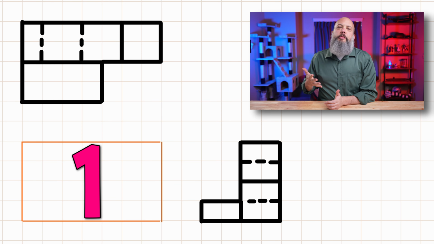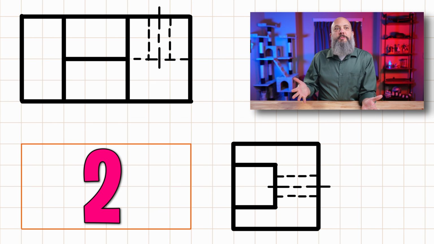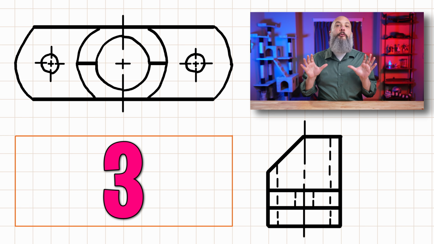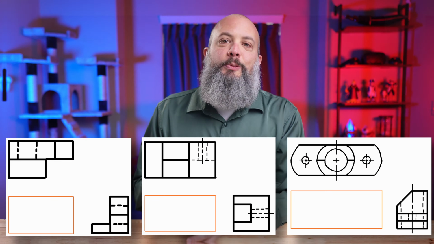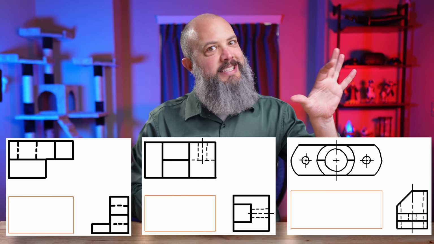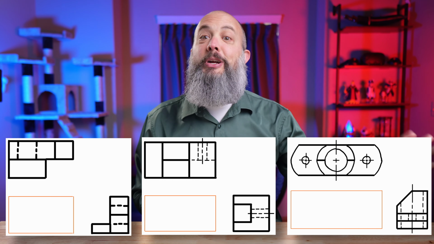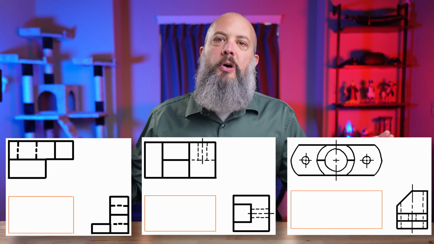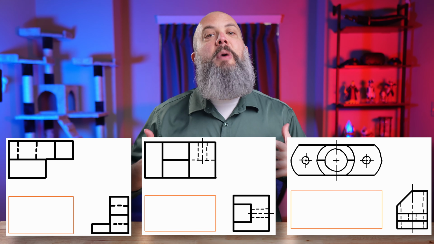Three missing orthographic view example problems, specifically all missing front view problems. We'll step up in difficulty from easy to medium to hard, and this last one has some parts that are really tricky on it. But all three drawings are going to use the same fundamental techniques.